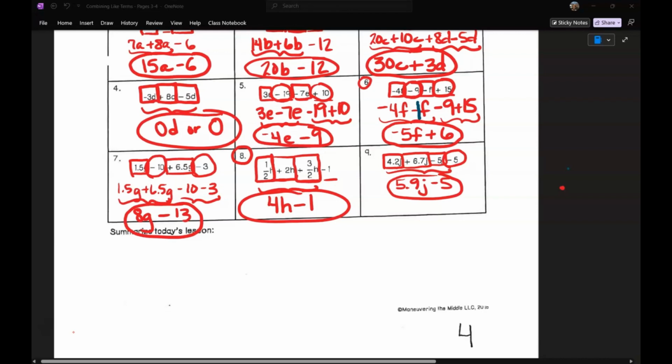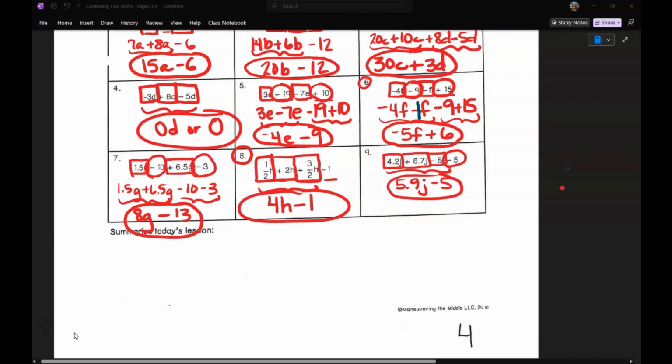Or D, sorry. And then -5 would be 0. All right, number 5, you should have put the E's together. 3E minus 7E would be -4E. And then -19 plus 10 would be -9. Since one's a minus and one's a plus, we're going to subtract them.